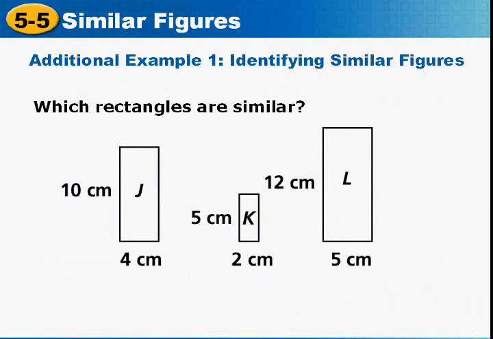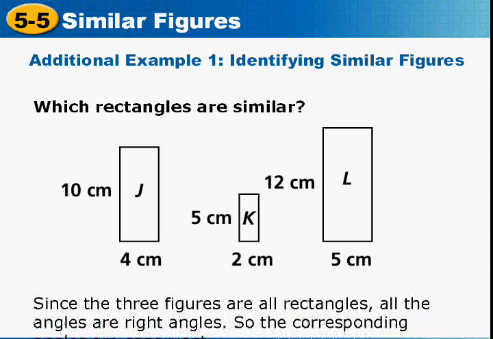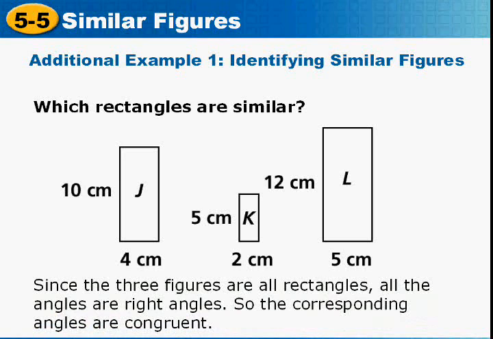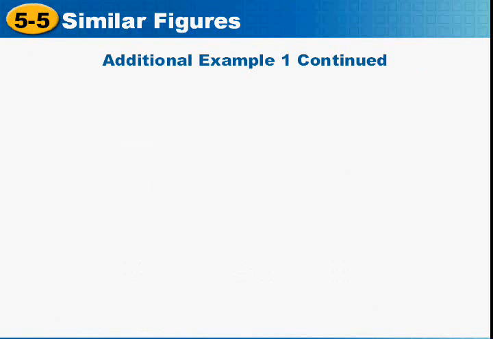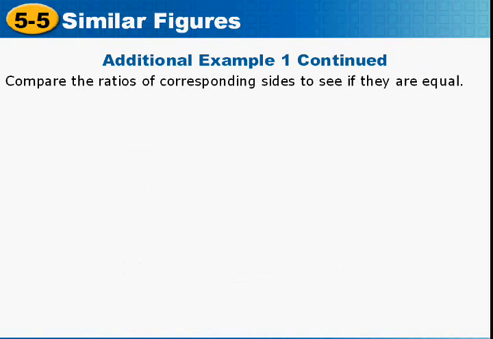Here's your first example. The question is, which rectangles are similar? The first thing you need to notice is that since all three figures are rectangles, all the angles are right angles. So the corresponding angles are congruent. But remember, in order for a figure to be similar, it's not just that the angles are congruent, it's also that the corresponding sides are equivalent ratios. So we're going to continue to make sure that these are similar.